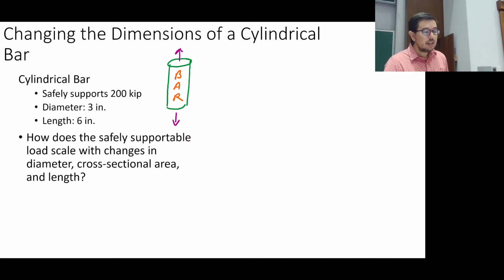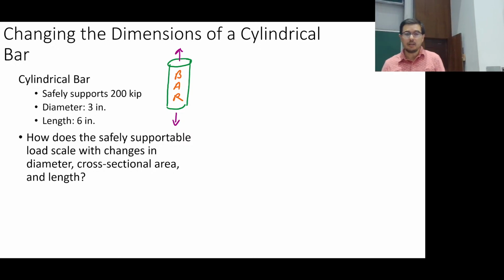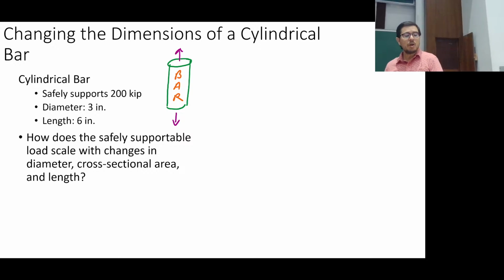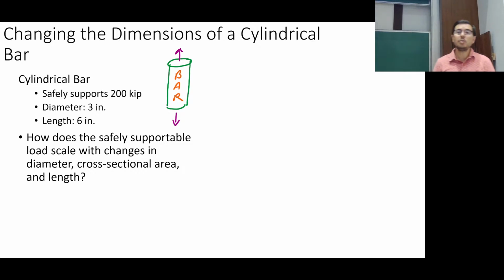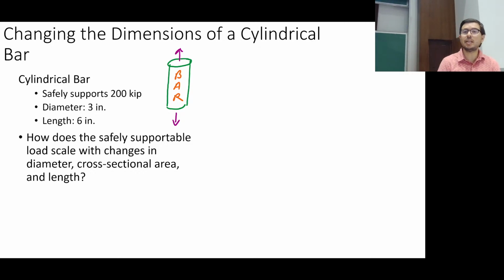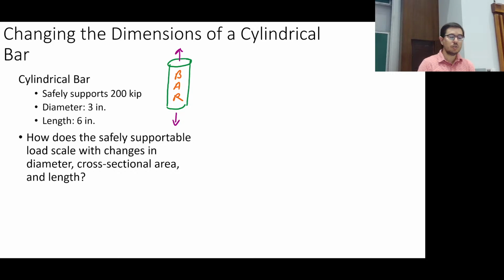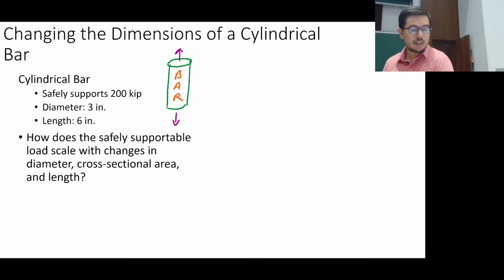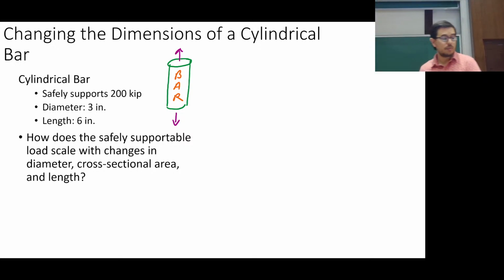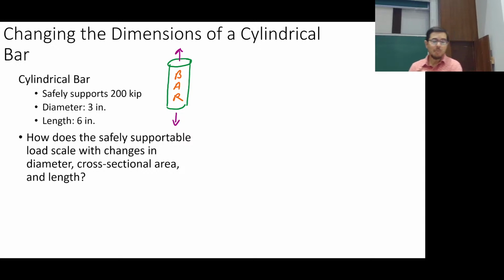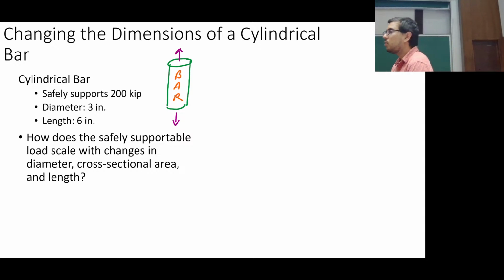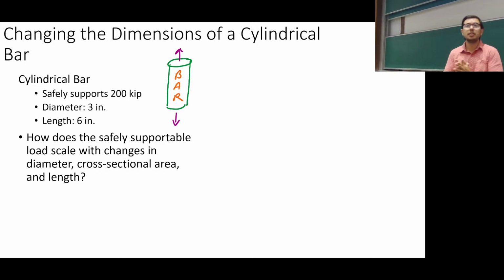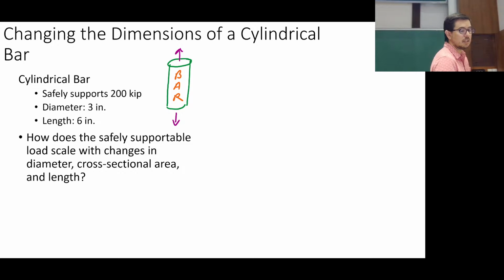Now, this is where we get to the scaling relationships, the scaling laws. If I have a bar that can support 200 kip, right? So what do we say kip is? That's 1,000 pounds. So this is 200,000 pounds. And it has a diameter of 3 inches and a length of 6 inches. Okay. What happens to the amount of load that I can support by this bar based on changes in geometry, changes in dimensions?